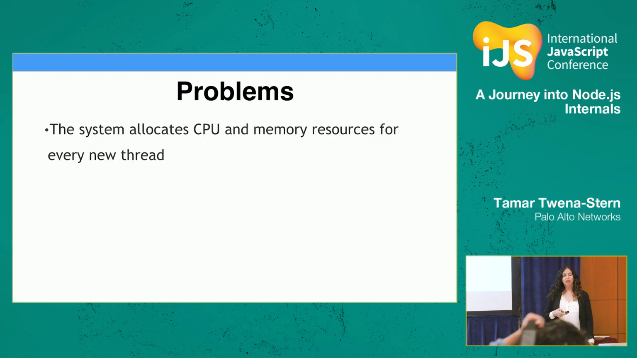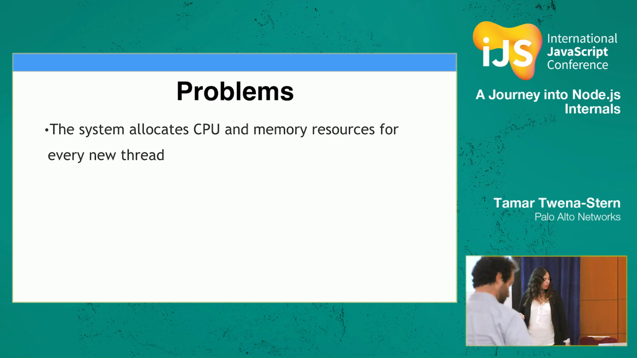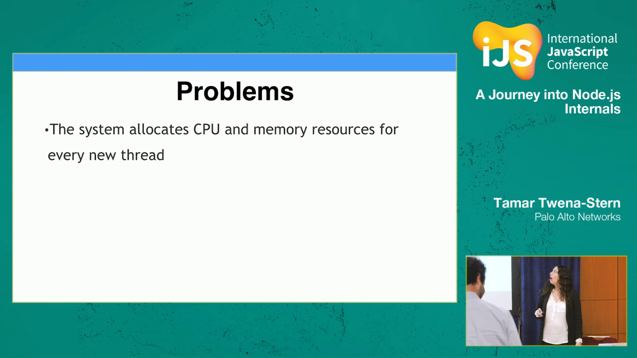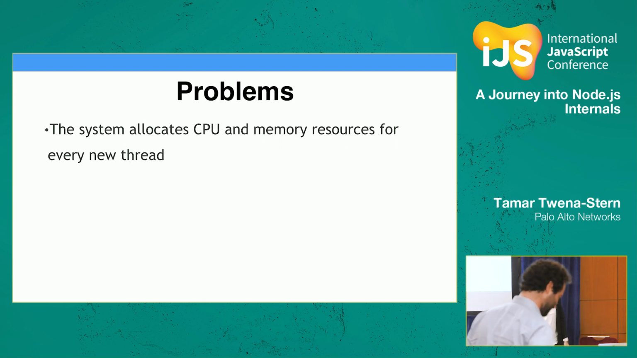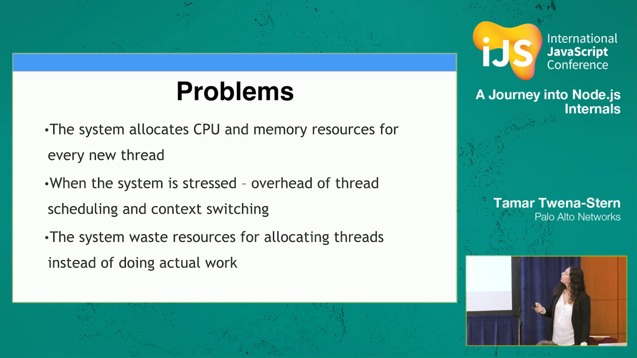First of all, we have a lot of threads. A thread does not come for free. It has an overhead of CPU and memory resources. It has other overheads, like context switching. The system is actually doing context switching between threads. So when the system is stressed, a lot of your hardware resources are being wasted on context switching between threads instead of doing actual work. That is the problem with those types of languages.